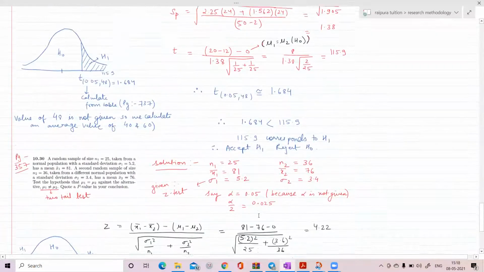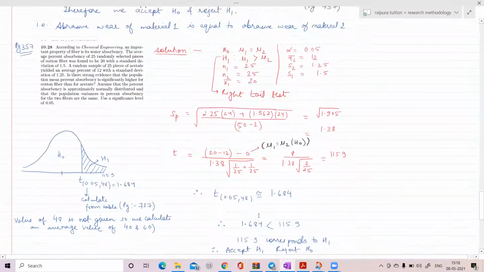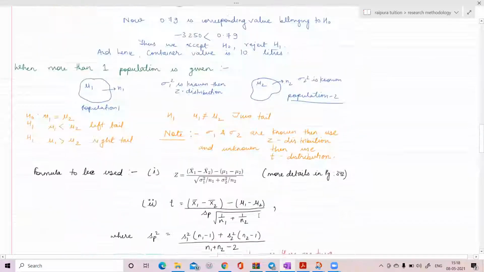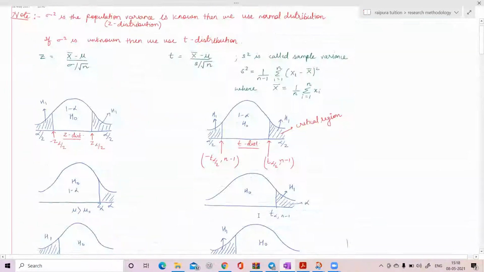So this was all that was taught in lecture number 3 of Unit 3.